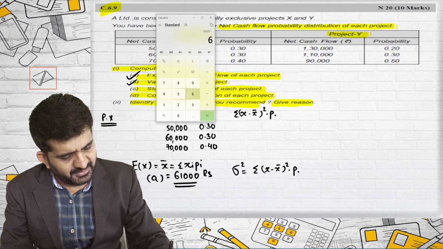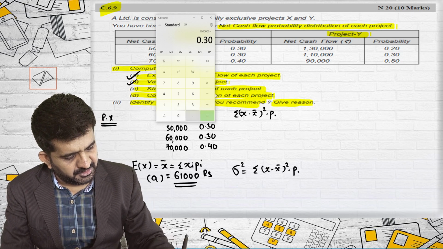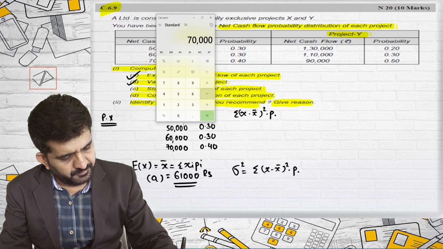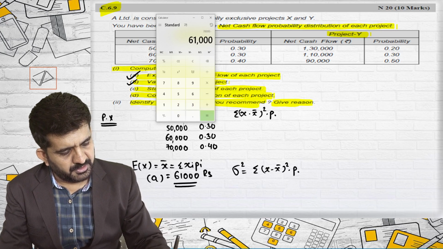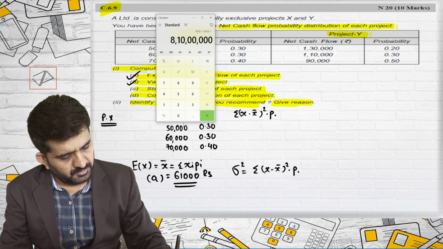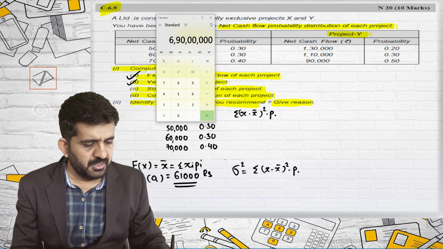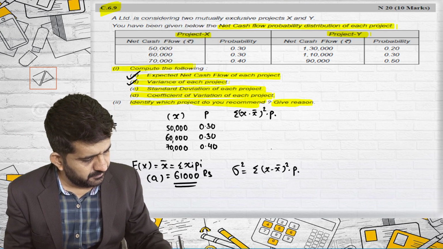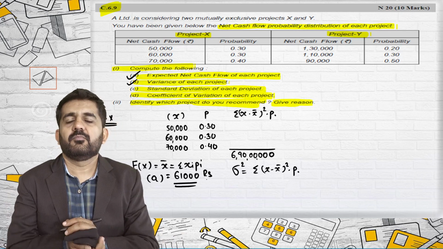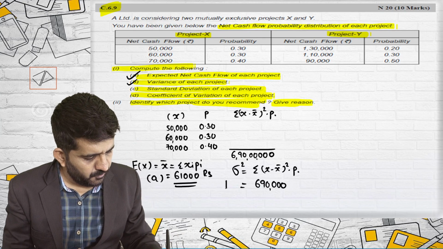60,000 minus 61,000 multiplied by 0.30, plus 70,000 minus 61,000 multiplied by 0.4, plus ... The sum is 6 crore 90 lakhs. And this is my answer of variance, 6 crore 90 lakhs, which is my B answer.